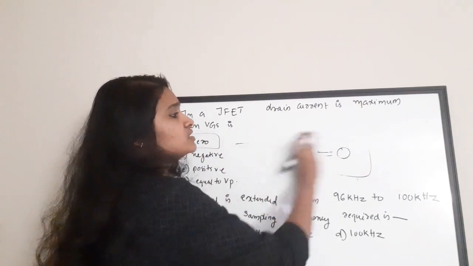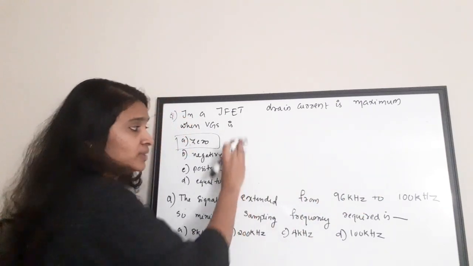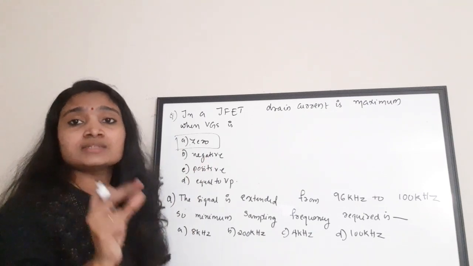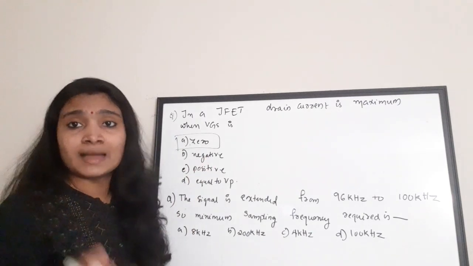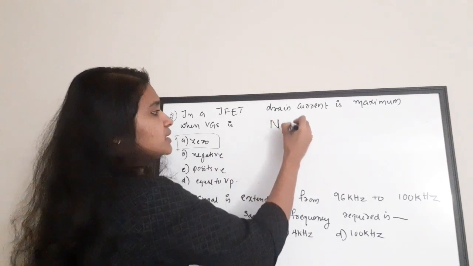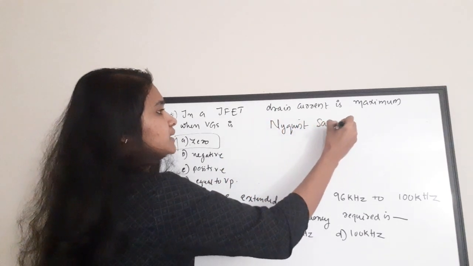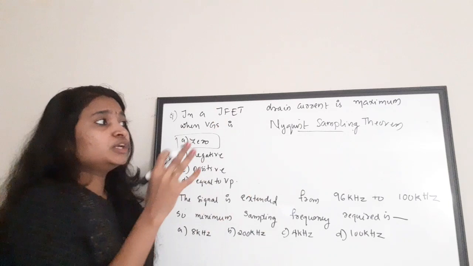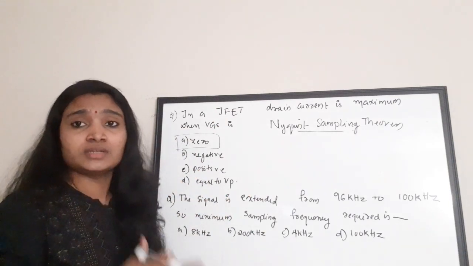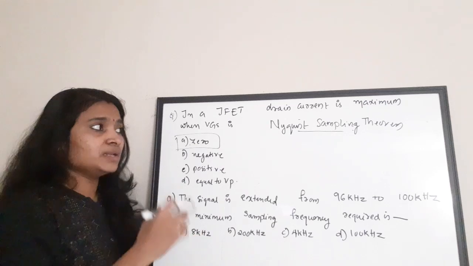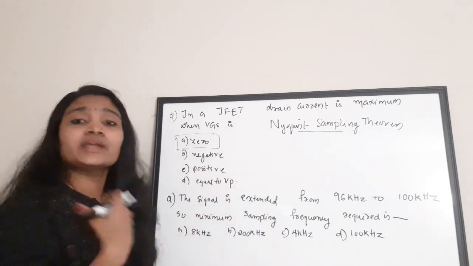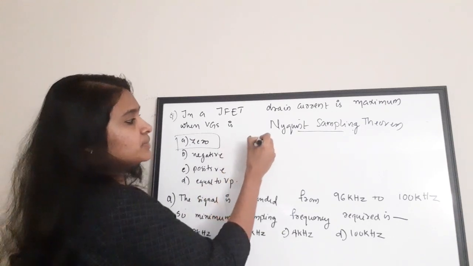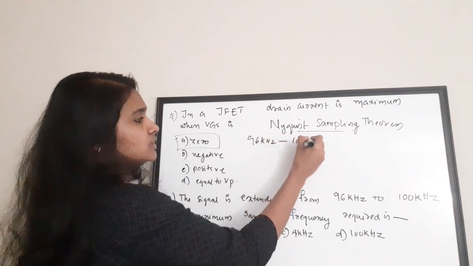So whenever we are talking about sampling, one formula or equation should come into your mind, that is the Nyquist sampling equation, or the Nyquist sampling theorem. This should be very much familiar. This is the condition for an ideal reconstruction of your signal which is sampled. Whenever you are sampling a signal, you should follow this rule to reconstruct the signal back to the continuous form. So here the signal is extended from 96 kilohertz to 100 kilohertz.